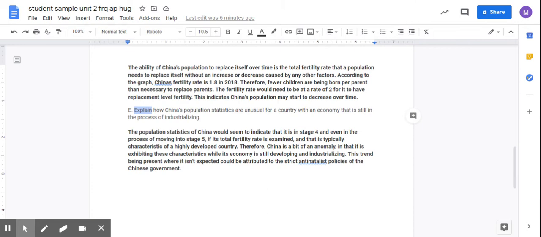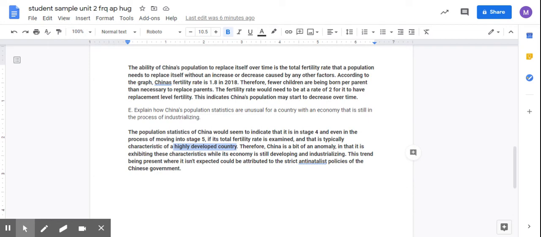All right, so this student said the population statistics of China would seem to indicate that it's in stage 4. Excellent. You can gather that just from the information in the table. And even moving into the process of stage 5. Yep, it's getting there. And that it's typically characteristic of a highly developed country. We talked about this. Remember, guys, we talked about the DTM model. We talked about examples of countries that would be found in each stage of the DTM. You have less developed countries in stage 2 and stage 3, like your African, Latin American countries, some of your Asian countries, and then European, North American, Japan, China in stage 4 and 5.